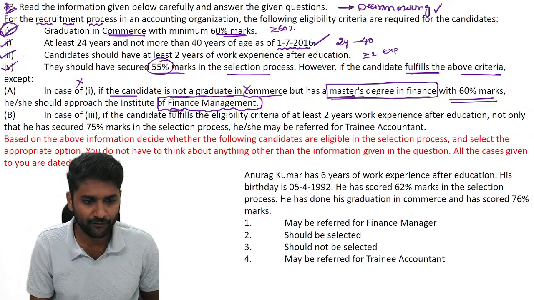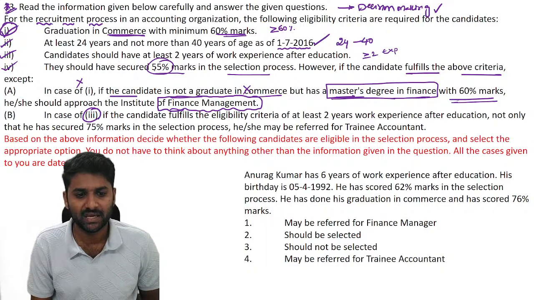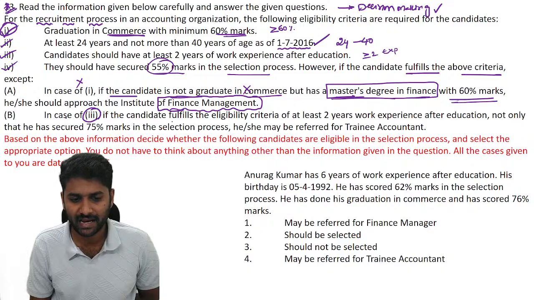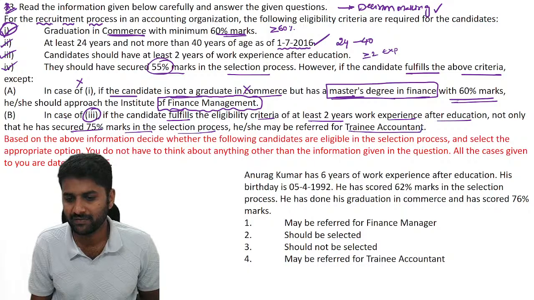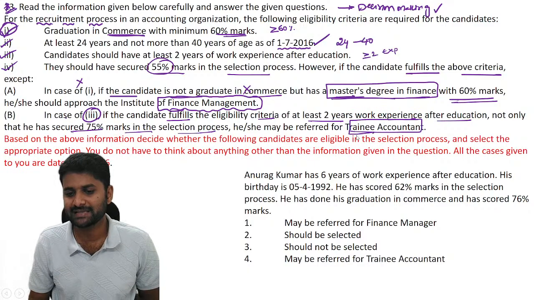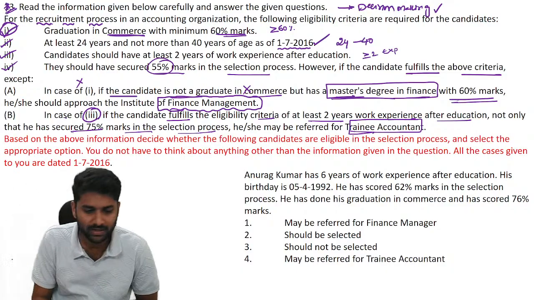For example, if 1, 2, 4 are satisfied, what about the case of 3? The candidate must have at least 2 years of work experience. If in the case of 3 the candidate fulfills the eligibility criteria of at least 2 years of work experience after graduation, and not only that, he has to secure 75 percentage in the selection process, then we can refer this particular person as trainee accountant. So these are the exceptional information. Now let's check with the question here.